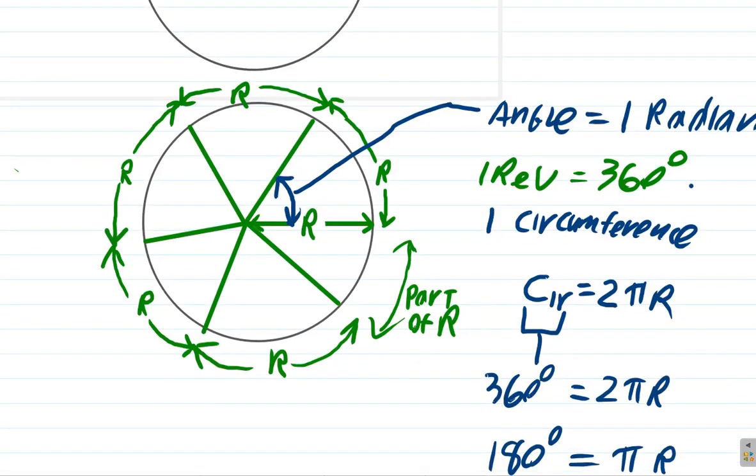So 1 complete revolution is equal to 2 pi radians.